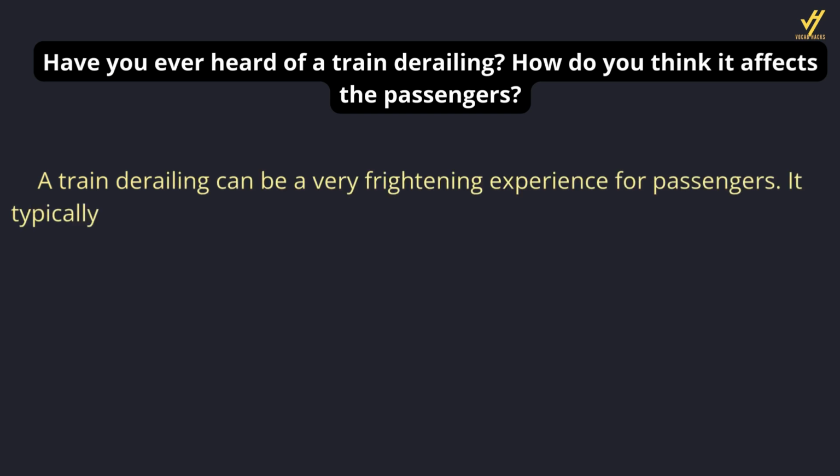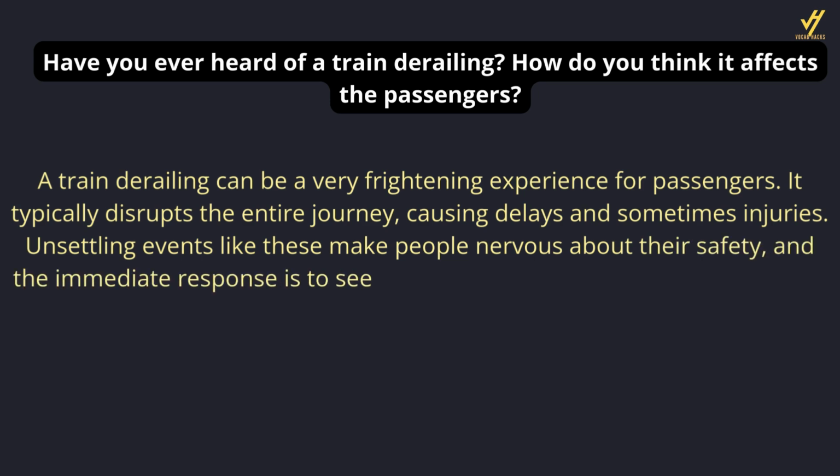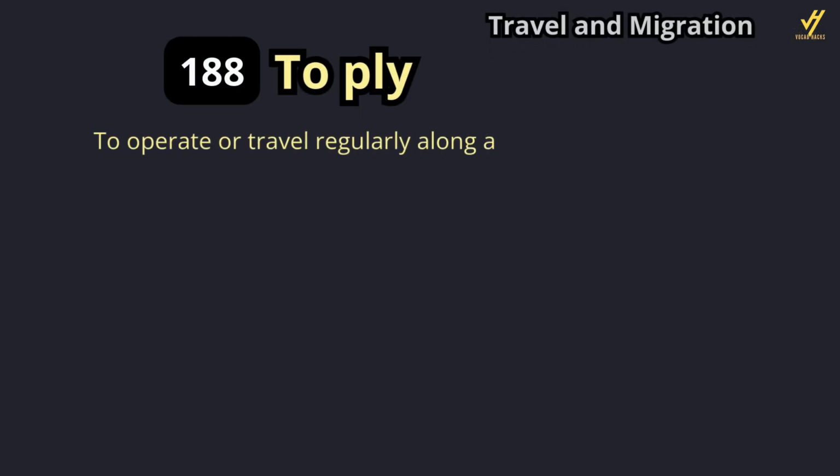A train derailing can be a very frightening experience for passengers. It typically disrupts the entire journey, causing delays and sometimes injuries. Unsettling events like these make people nervous about their safety, and the immediate response is to seek assistance and avoid further disruptions to the course of travel. To ply.